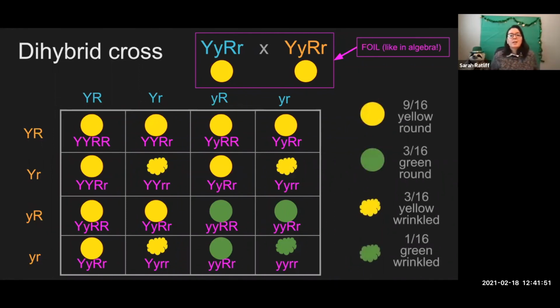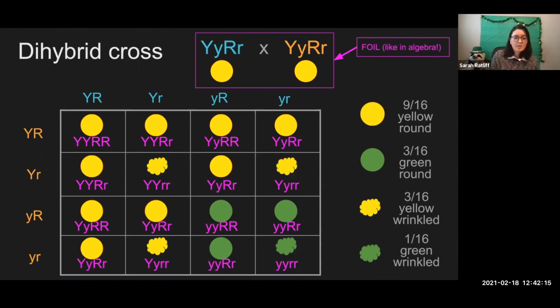So here is our breakdown. So out of these 16 possibilities, 9 of them are yellow and round because those are the most dominant. It will be the most common out of all of them. We get 3 of each, green round and yellow wrinkled, and only 1 green and wrinkled. Pro tip, shortcut.